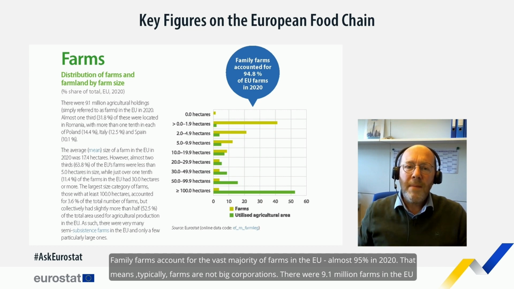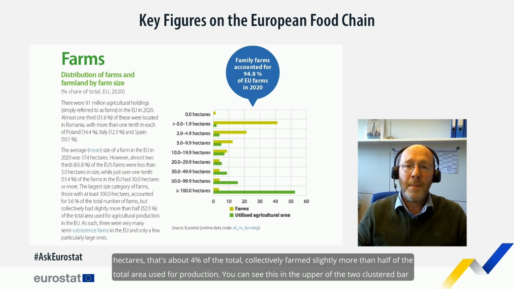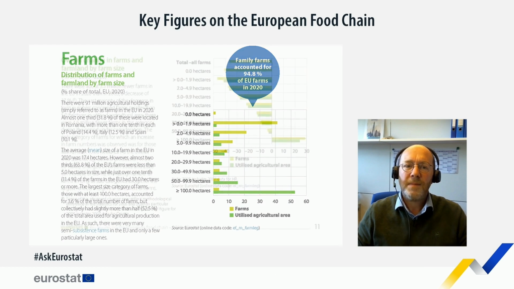There were 9.1 million farms in the EU in 2020. Most of these are small. Indeed, 64% were less than 5 hectares in size. This is not industrial style farming. But there is a huge contrast. The few farms over 100 hectares, that's about 4% of the total, collectively farmed slightly more than half of the total area used for production. You can see this in the upper of the 2 clustered bar charts.